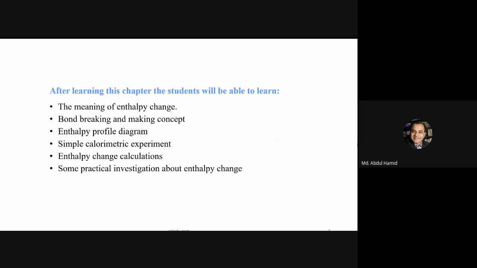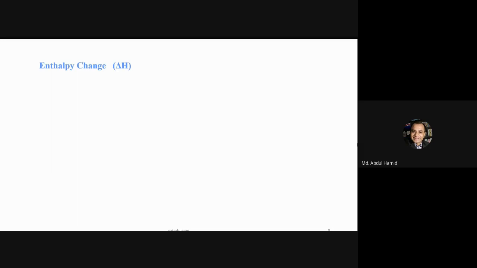After this chapter, you will be able to learn the meaning of enthalpy change. Mainly calculation, but first you have to know the meaning, then how to calculate it. Bond breaking and bond making, then profile diagram, simple calorimetric experiment. And the last one, calculation, I told you. If you know calculation, everything will be easy. And some practical investigation, which is related to your laboratory work. So let's discuss deeply.